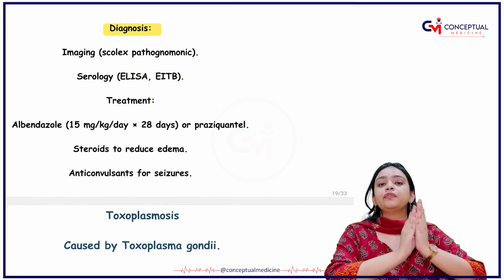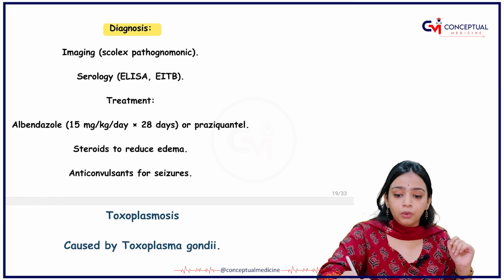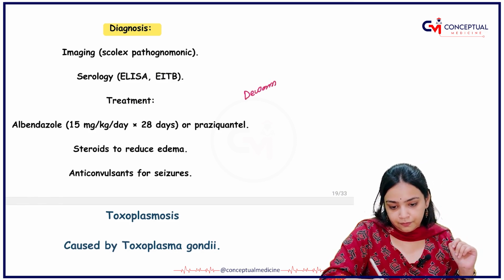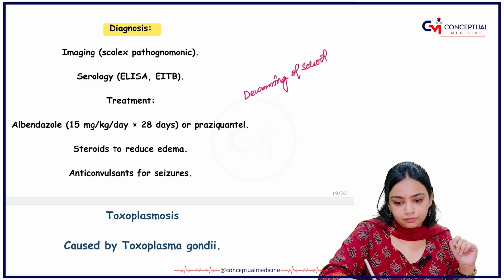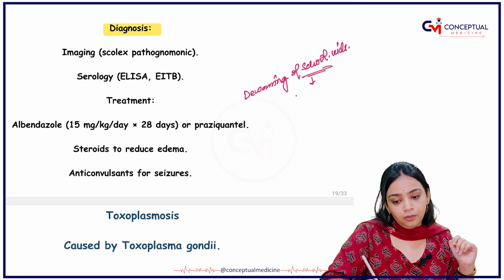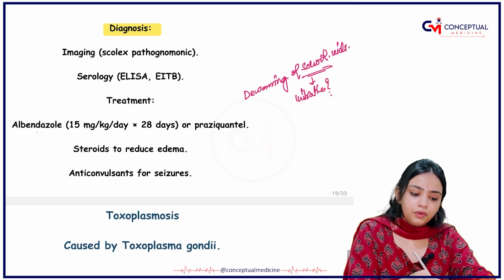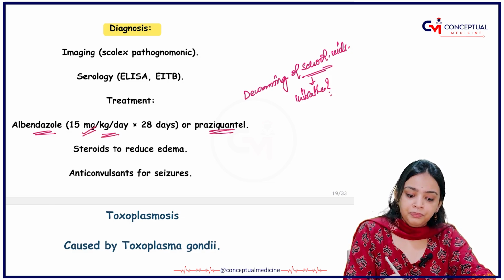And the Government of India also runs a program where they do deworming of school kids. What is that program called? What is that initiative? That you have to tell me. Okay. So you will give albendazole or praziquantel at 15 mg per kg for 28 days.